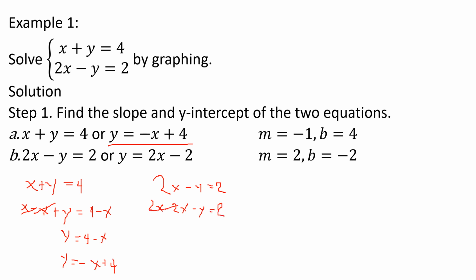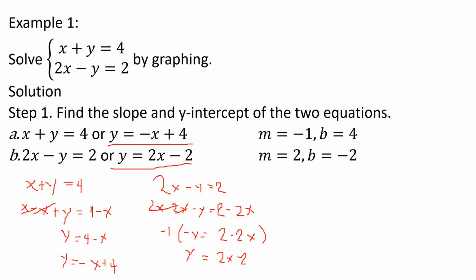So, this becomes negative y equals 2 minus 2x, since we subtract both sides by 2x. Since si y is negative, so we multiply both sides by negative 1. So, this becomes y equals 2x minus 2. So, gin-rearrange ko lang na di siyang apart.